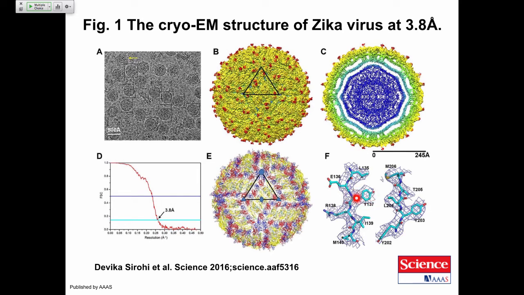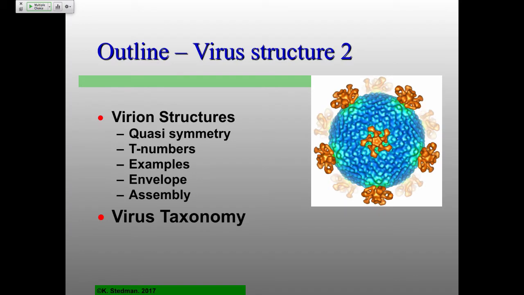If you look at this tyrosine side chain here, it fits nicely to electron density. Unfortunately, this glutamate over here doesn't fit quite so well. So it's pretty close. And really, cryo-electron microscopy is very much the way to go, and we've learned a lot from looking at these kinds of structures.